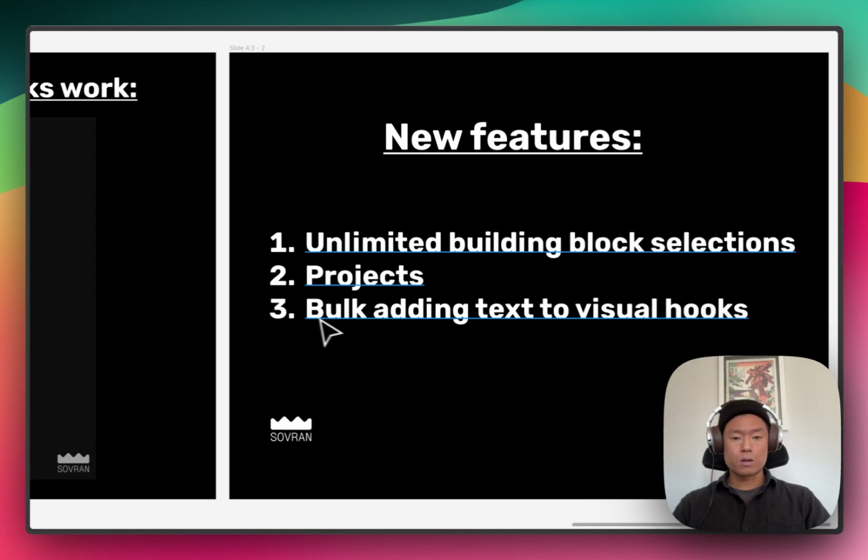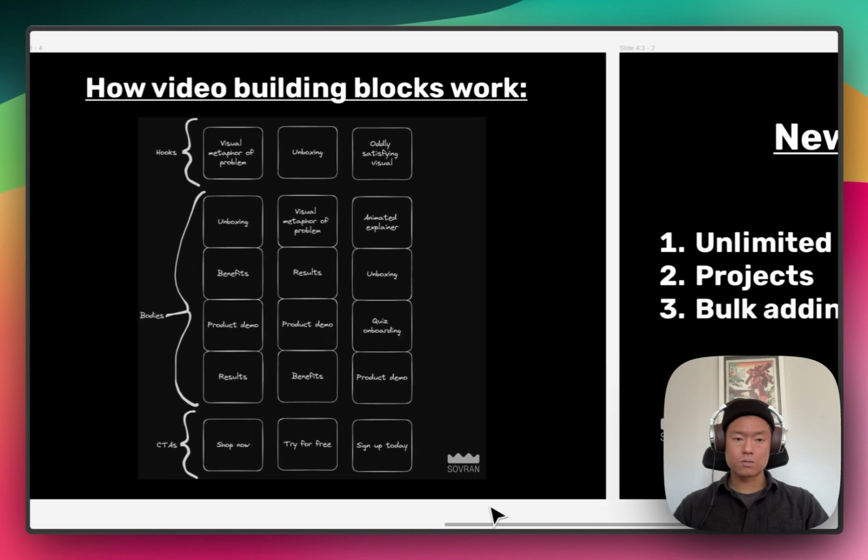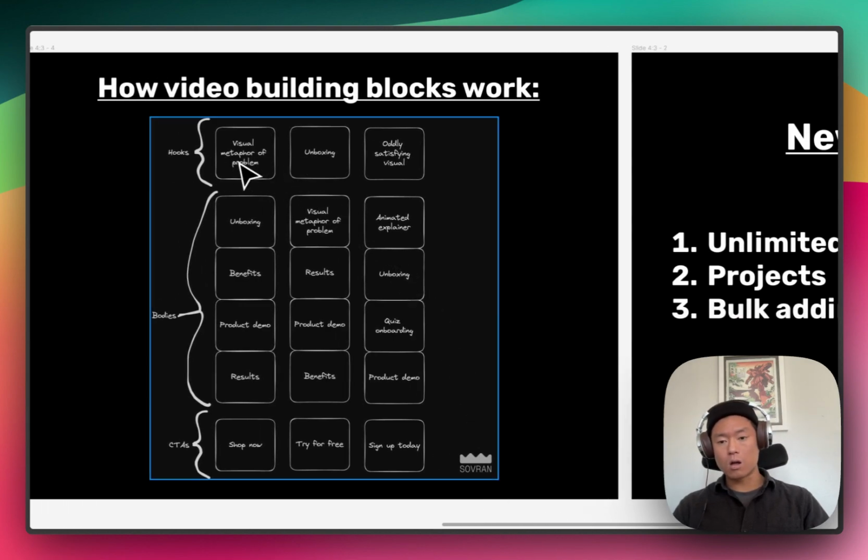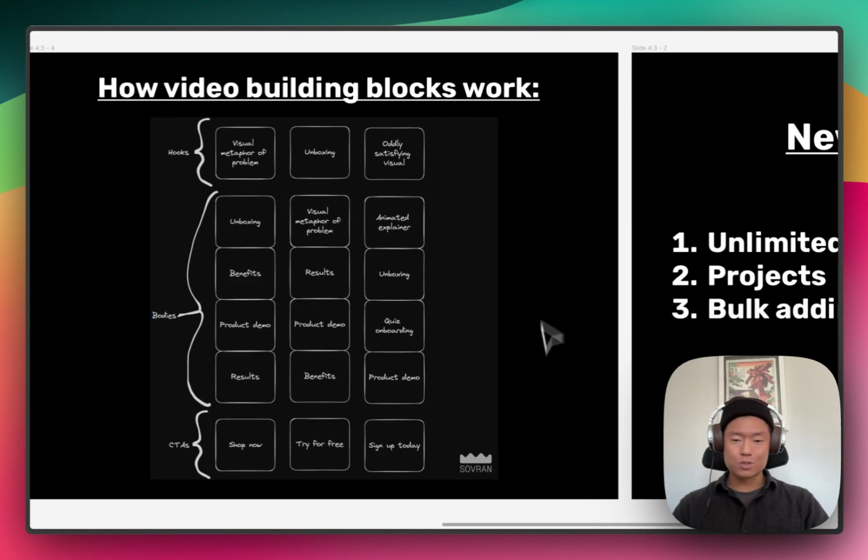And now, number 3, you can bulk add text to visual hooks. So visual hooks, if we go back to this visual, they're generally 3 seconds long, and you can upload, let's say, 20 raw visual hooks and apply a text overlay on top of it. So the text overlay could be something like 3 reasons why you can't sleep, or did you know you needed this to lose 20 pounds? Just examples off the top of my head.